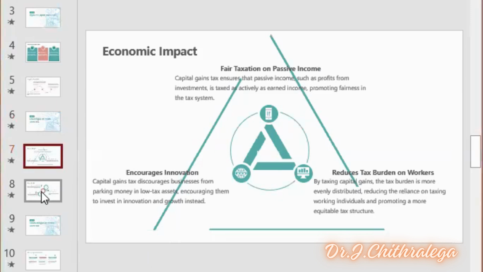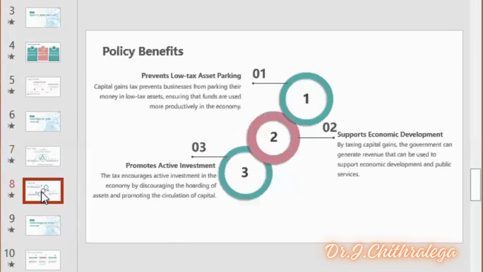And not only these advantages, you could see certain policy benefits also. As I explained in the previous slide, it prevents low tax asset parking, where they invest their money only in assets which have low tax. It also increases active investment in better profitable fields, and it also helps in economic development. So these are the benefits of capital gains.